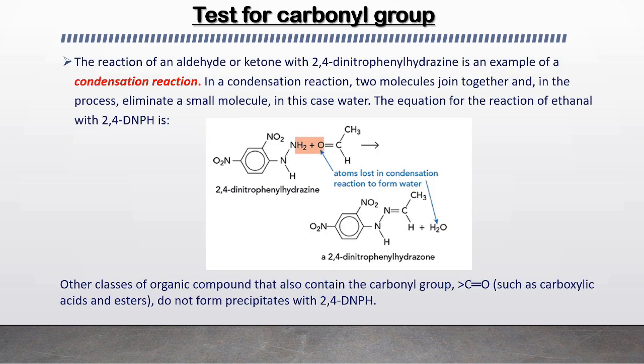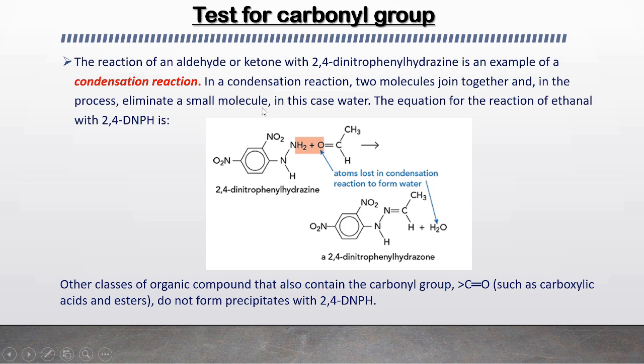Test for the carbonyl group. Basically, this is a test in which we can detect the carbonyl group, and it means that this is a test for both aldehyde and ketones. So if we react the aldehyde or ketone with 2,4-dinitrophenylhydrazine, it is an example of condensation reaction.